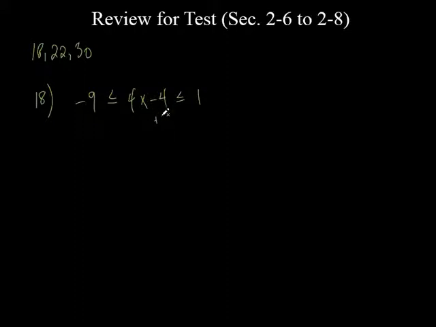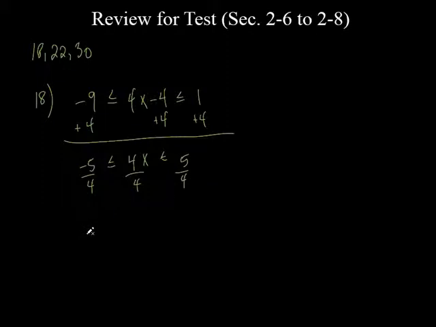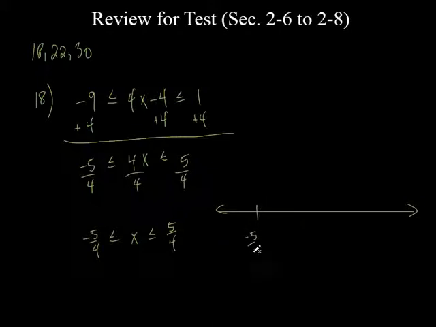So let's do this. Let's add a 4 to both sides, and that's probably where you had the question, isn't it? It's negative 5 less than or equal to 4x less than or equal to 5. Divide by 4. Okay, so I've got negative 5/4 is less than or equal to x, which is less than or equal to positive 5/4. All right, then they do want you to graph this one, don't they? All right, so I put negative 5/4 right here, and I put positive 5/4 right here.